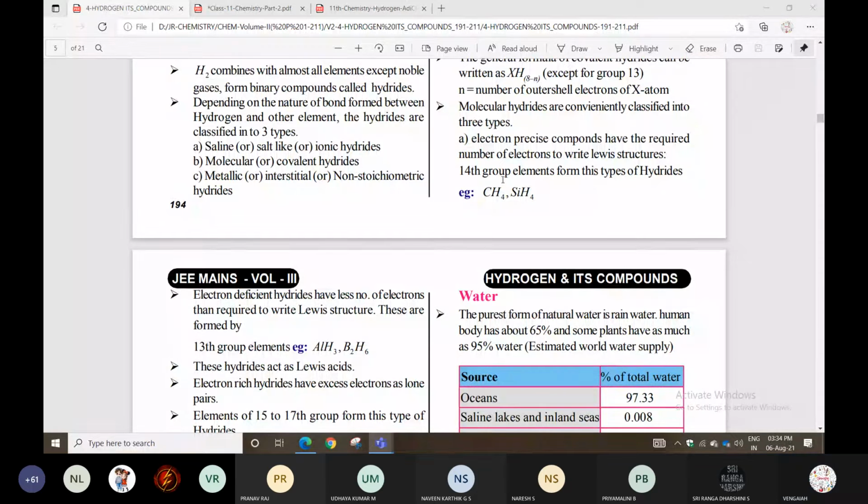Electron precise compounds form when hydrogen reacts with 14th group elements. What is there? Carbon, silicon, germanium. So these elements form electron precise compounds.